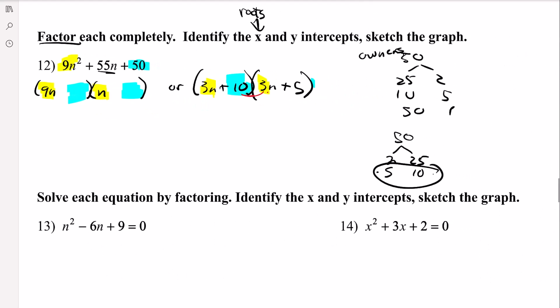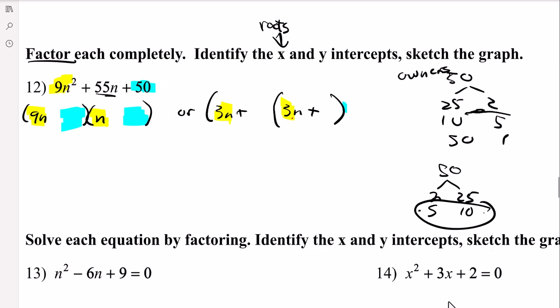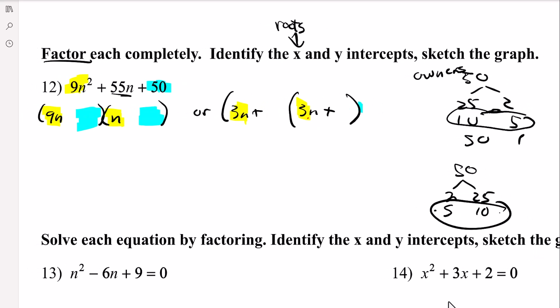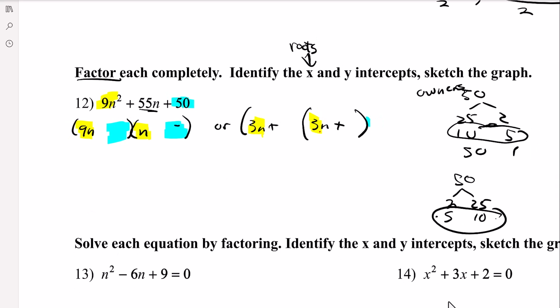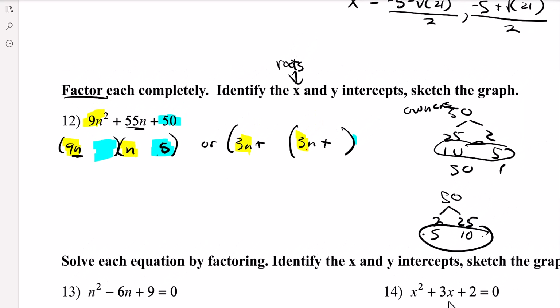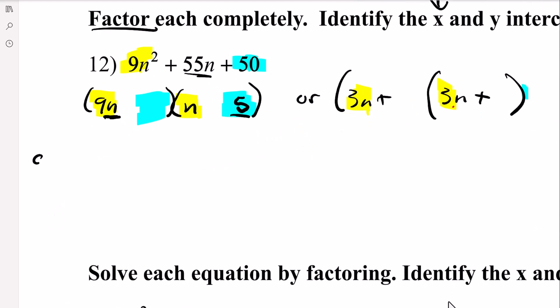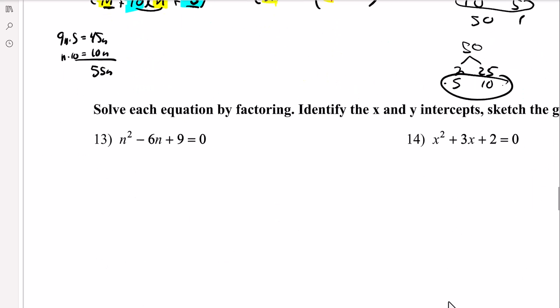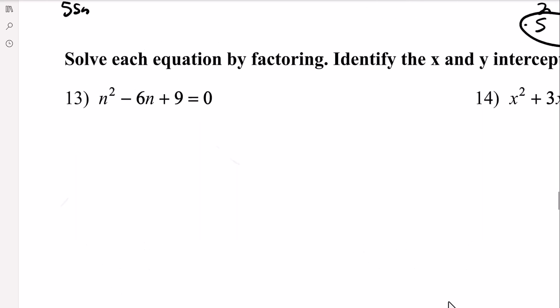I'm going to pause this again. All right. So these are going to be the factors right there. And we're going to go here. So if we put the 5 there, the two outside ones, sorry about that, 45 in, 5 times 10 is 50. And then the two inside ones multiply, n times 10, which is 10n, and then you add the columns and you get 55n.